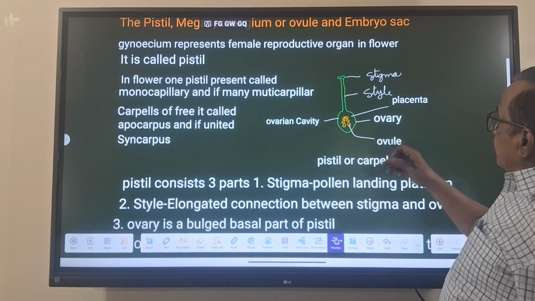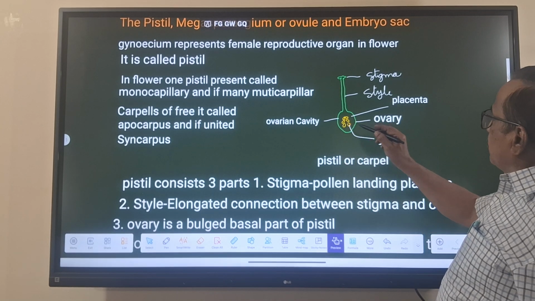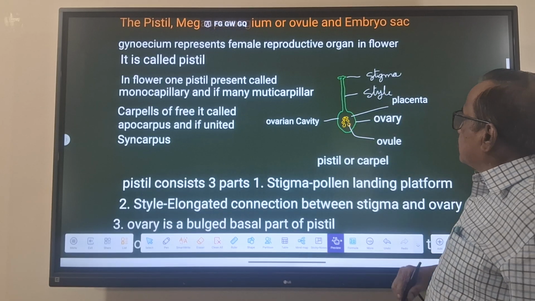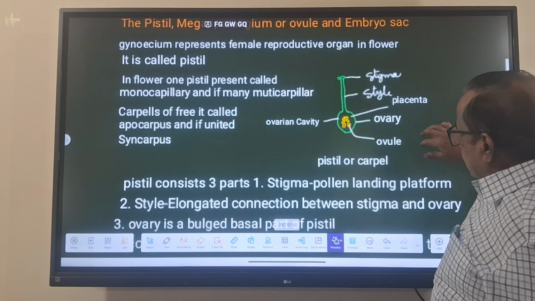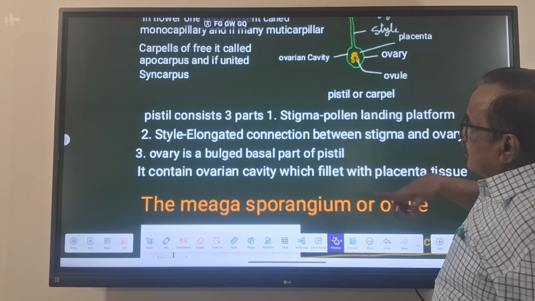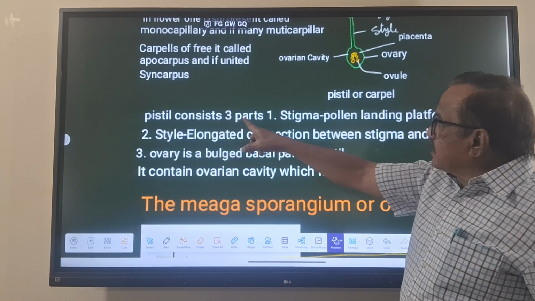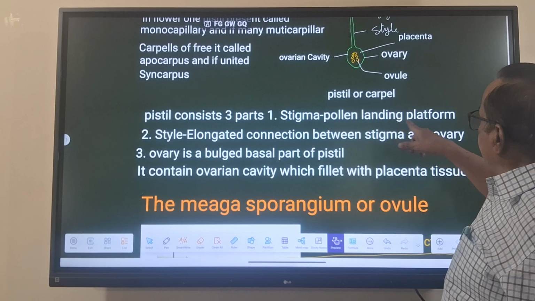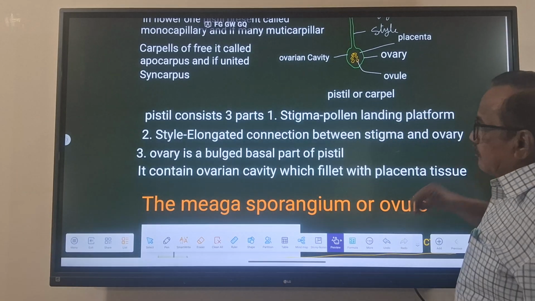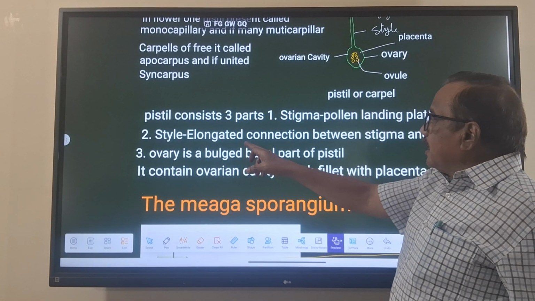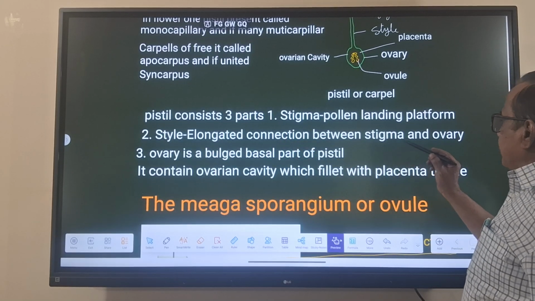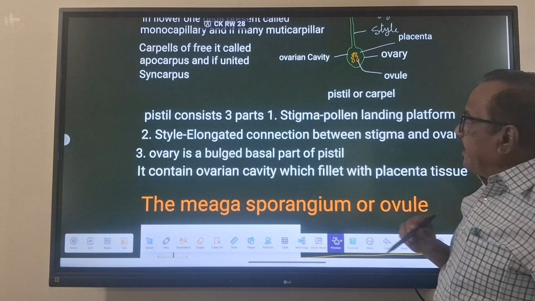And next, whenever we are seeing the ovule, all these three parts used to be contained. Now, whenever we are seeing here, the same thing: the pistil consists of three parts: the stigma, which is the pollen grain landing platform; the style, which is the elongated connection between the stigma and the ovary.